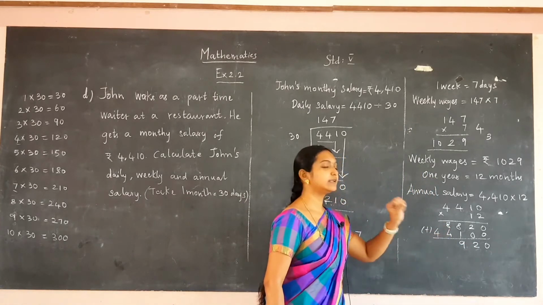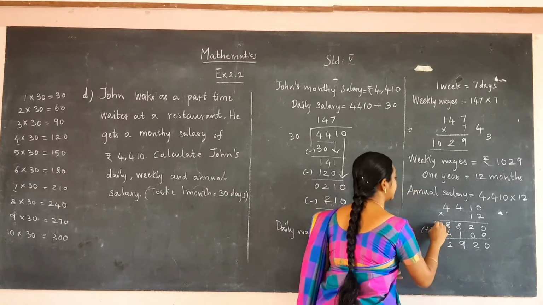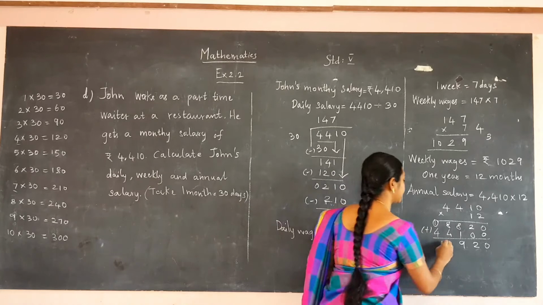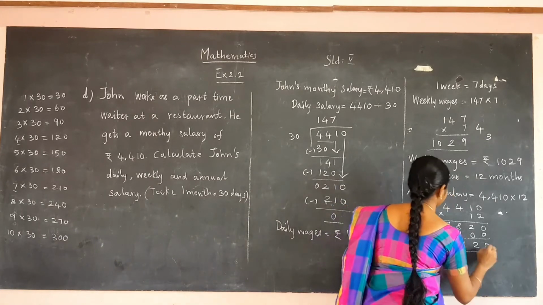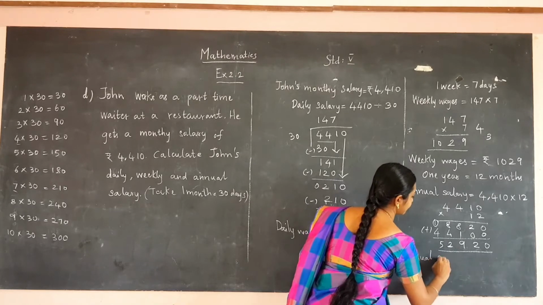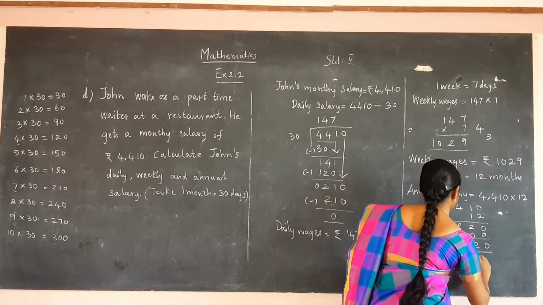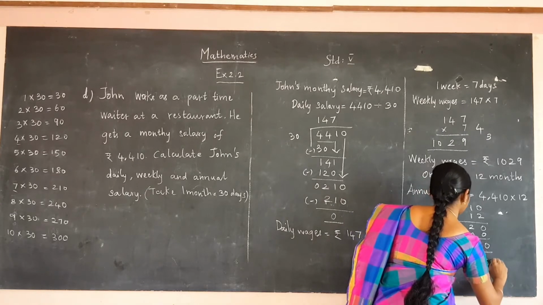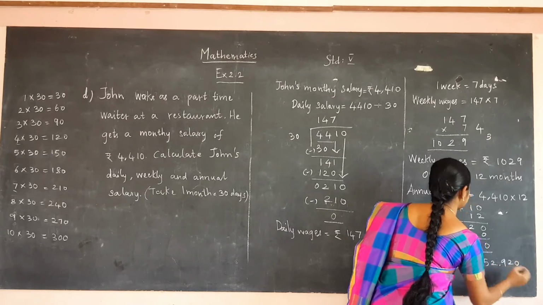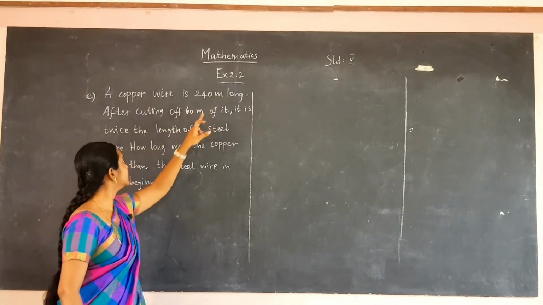8 plus 4, 9, 10, 11 and 12. So write 2 here and carry 1 to next place. 4 plus 1 will be 5. So the annual salary is rupees 52,920. Now the next problem is a copper wire is 240 meter long.